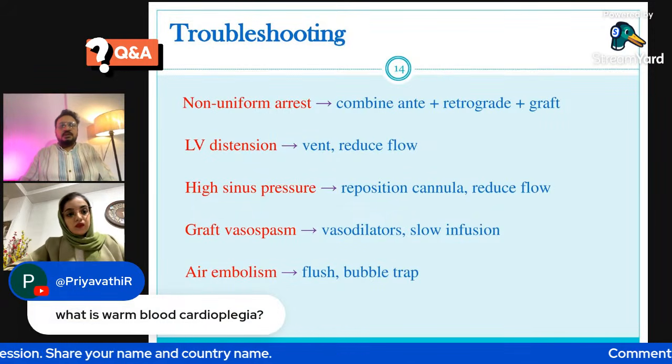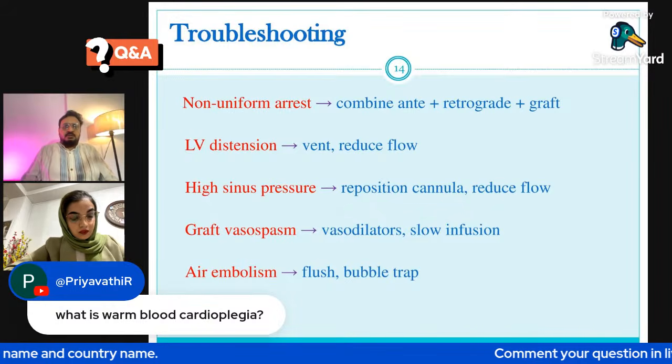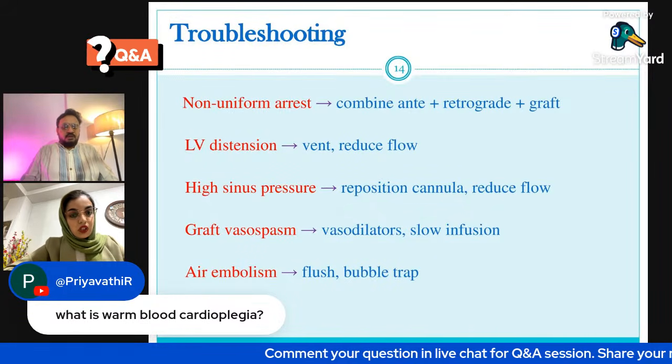Okay, so we'll go to the next question. It's again from Priyavati. What is warm blood cardioplegia?